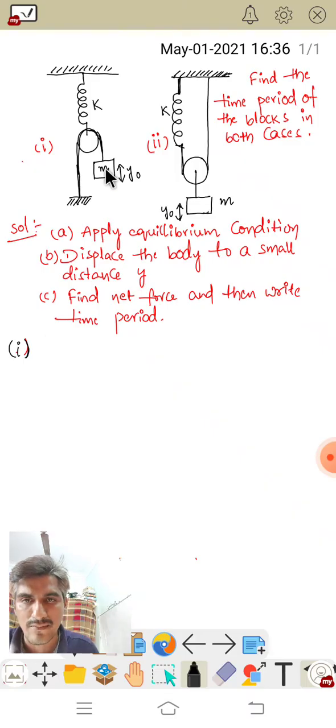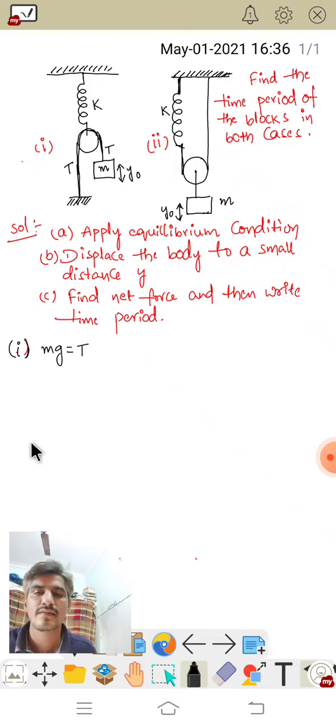Suppose it comes downwards, then we write downward force is equal to mg and upward force is equal to the tensional force. Here T, here T, therefore mg is equal to T. This is the equilibrium condition when it comes down. Am I right or not? mg is equal to T, upward force equal to downward force.